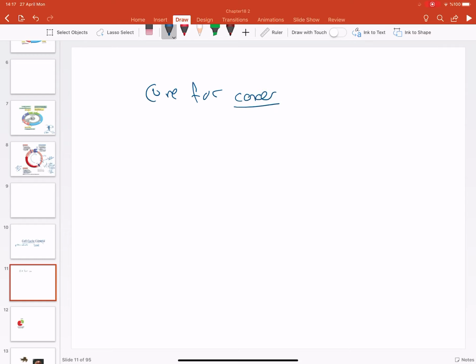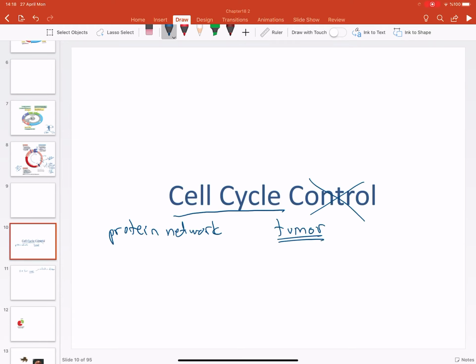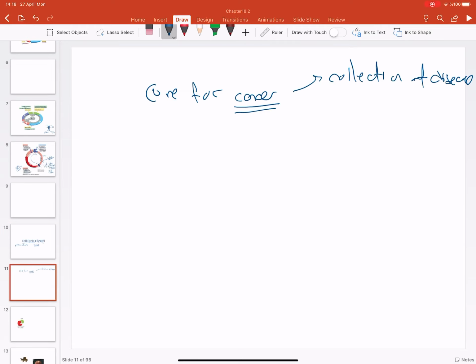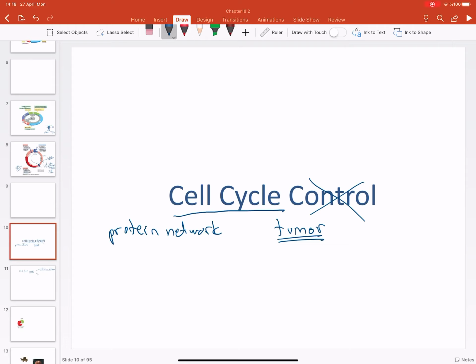Because first, cancer is not one single disease, it's actually a collection of diseases. It's a loss of cell cycle control. Second, let's go deeper in the collection of diseases. Any kind of loss in the cell cycle control will end up in cancer.